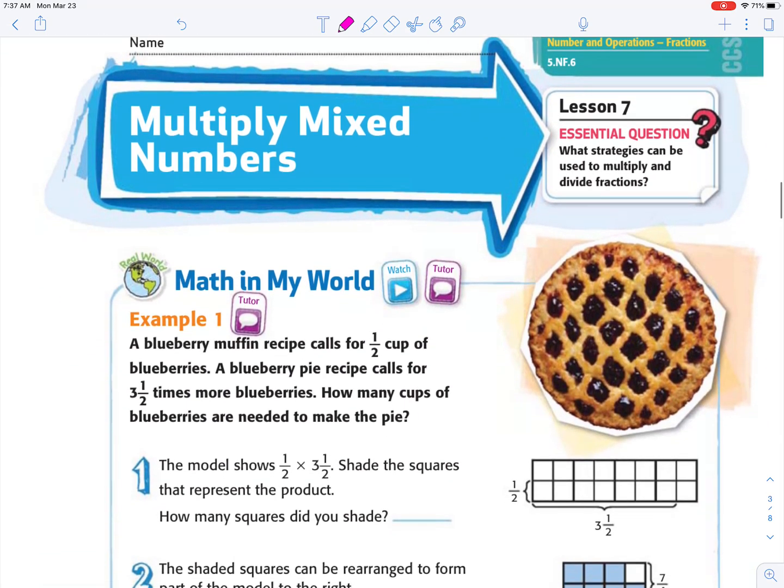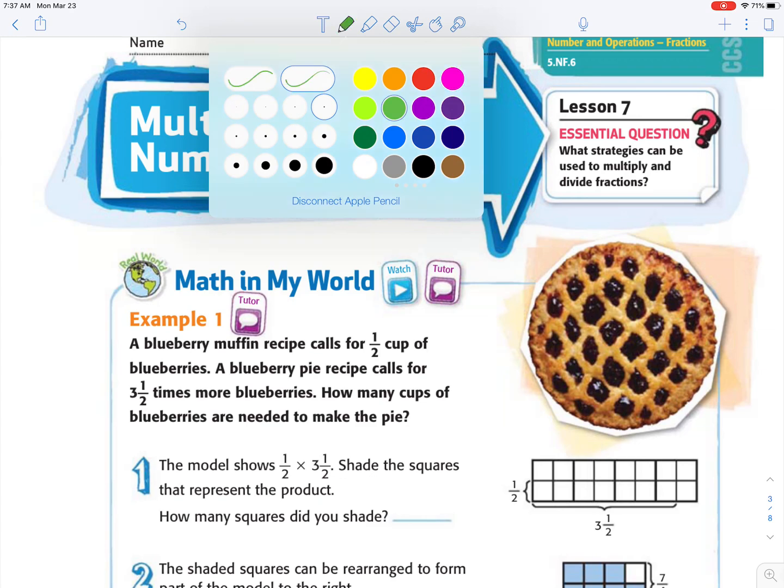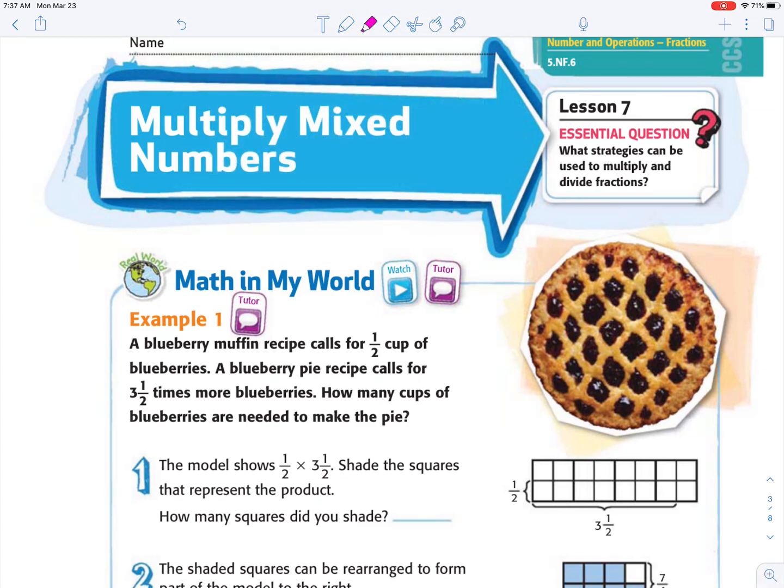All right, now let's go over the example. The example is that we're going to take this word problem and see how to multiply mixed numbers to fractions or even to whole numbers. So a blueberry muffin recipe calls for 1/2 cup of blueberries.